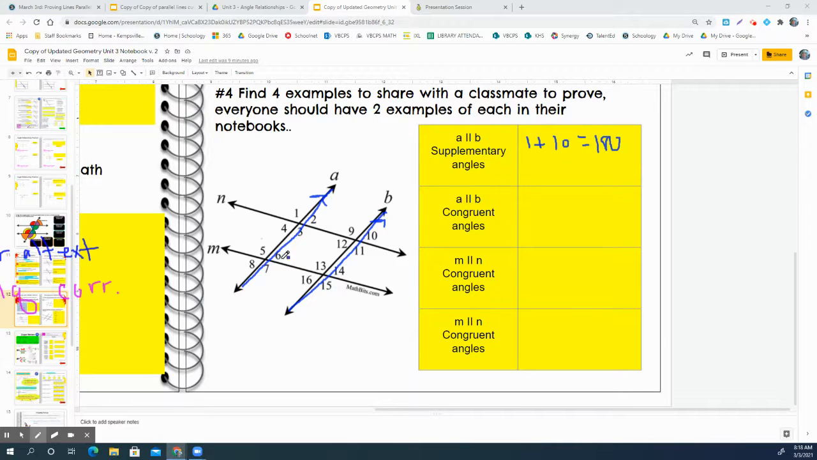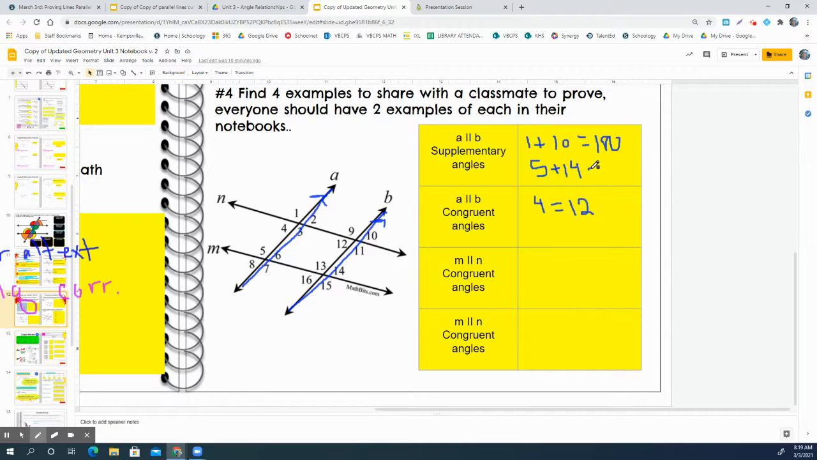8 and 15, I love it. 2 and 9, I love it. 5 and 14, perfect. 2 and 3 are in the same intersection, so that one's not going to work. 4 and 12 are going to be congruent, so 4 equals 12 could go down here in this one. What else do I see up here? 5 and 14, 100%. So we could do 5 plus 14.